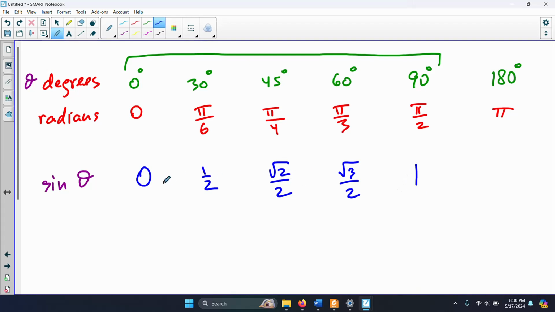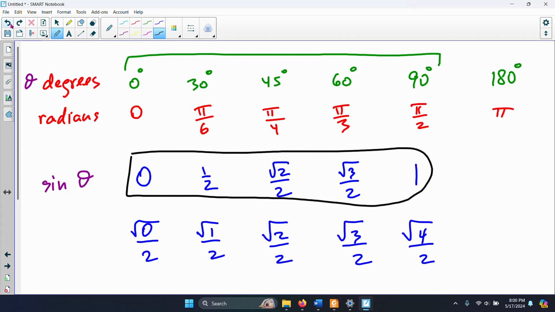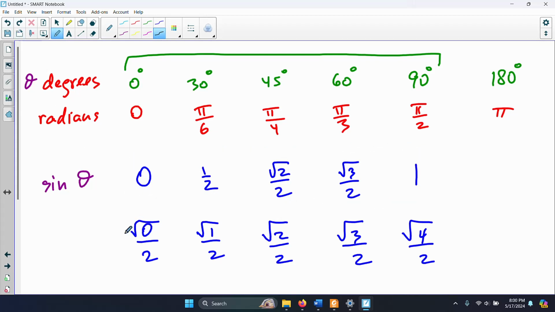If you actually think about it, and I point this out when I teach this, there's a pattern going on here. In fact, I'll write the pattern, then I'll erase it. The pattern is square root of 0 over 2, square root of 1 over 2, square root of 2 over 2, square root of 3 over 2, and square root of 4 over 2. If you simplify this, you get this part. Square root of 0 is obviously 0, divided by 2 is still 0.